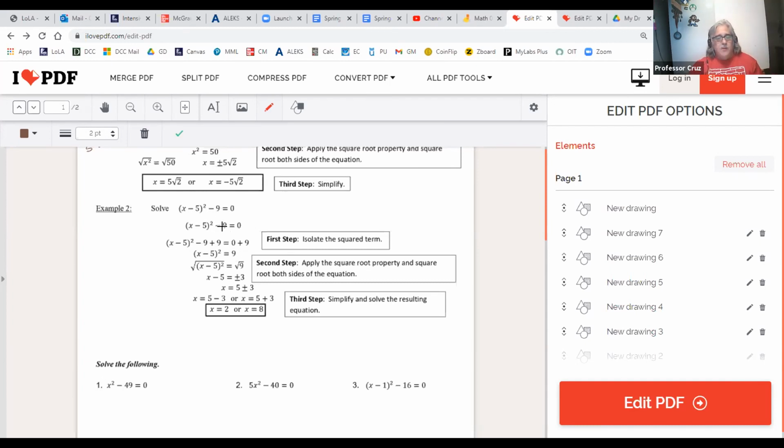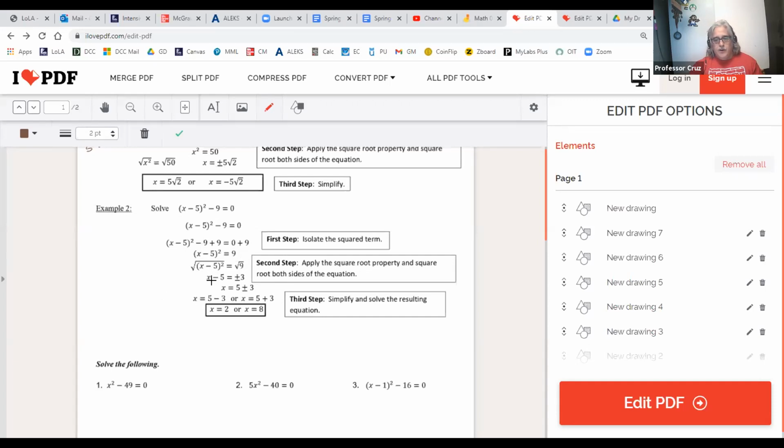So now, again, we have to have the square on one side and the number that it's equal to on the other side. So they're both isolated. So what we're going to do is add 9 to counteract the negative 9. So on the right side, it's positive 9. So when we take the square root of x minus 5 squared, well, x minus 5 just pops out. The square root of 9 is plus or minus 3, because positive 3 squared is 9, and negative 3 times negative 3, or negative 3 squared, is 9.